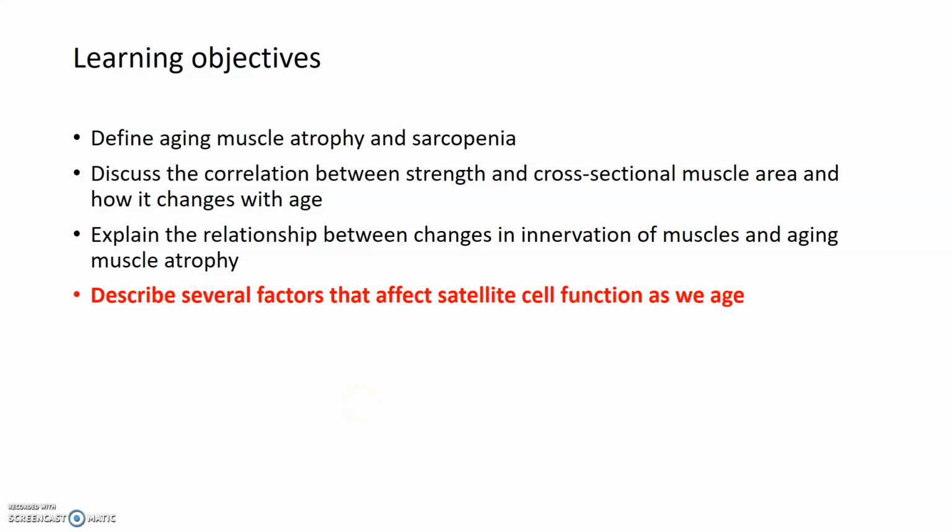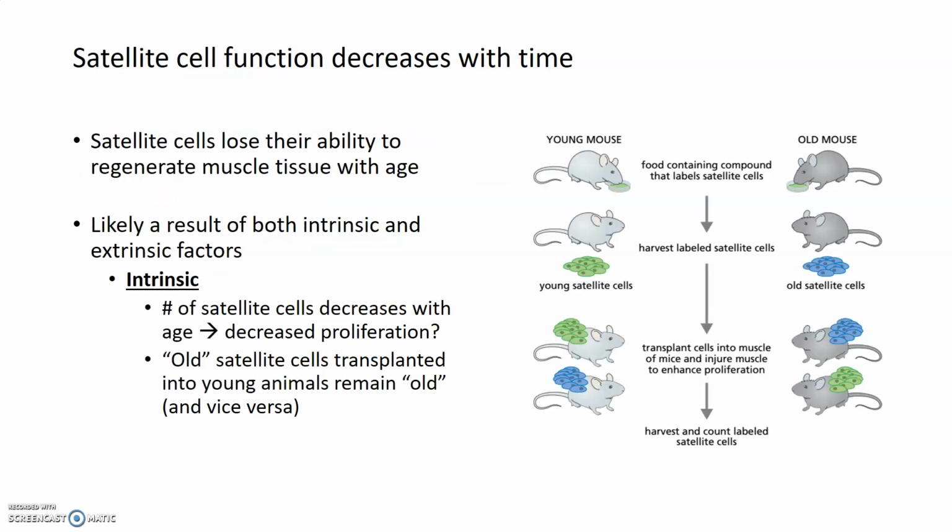This is the second part of a lecture from October 23rd, 2020, talking about some of the things that happen in skeletal muscle as we age. We spent some time in the first part of this lecture talking about how muscle mass, as well as innervation of muscles, changes with age, and now we're going to talk about several things that happen to satellite cells, which are those undifferentiated stem cells in muscle, and what happens to them as we age.